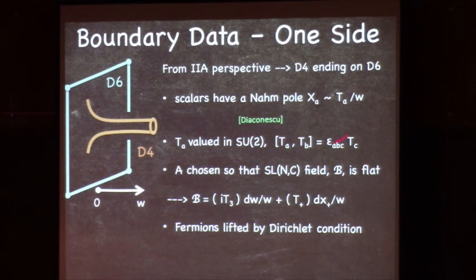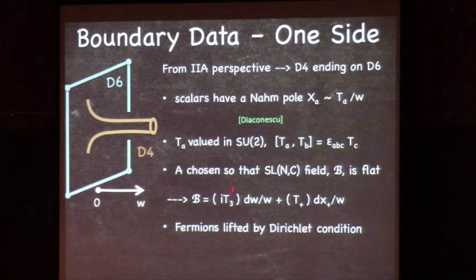The coefficient of the pole here is also constrained. It's supposed to be valued in an SU2 algebra. So those T_a's commute to the SU2 algebra there. So that takes care of the scalar boundary condition. The rest of the boundary conditions are fixed up by supersymmetry. So, for example, our connection A will have to be such that the SL(N,C) gauge field that I introduced, B, is flat.